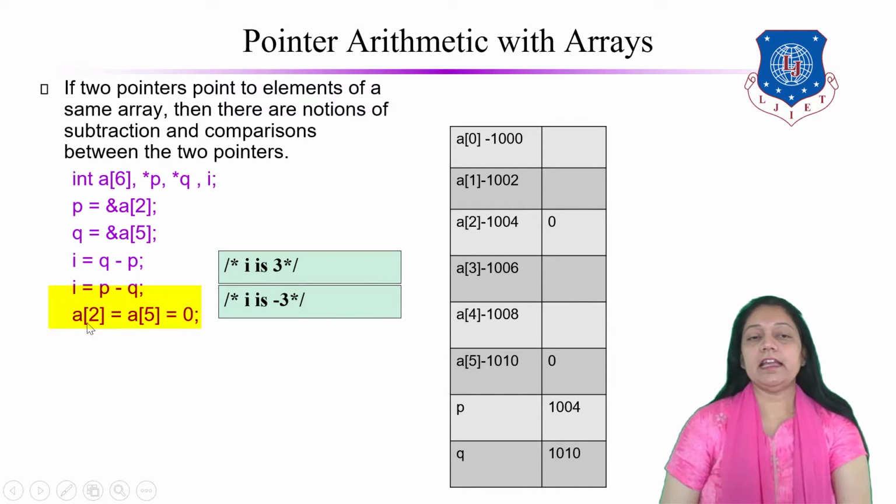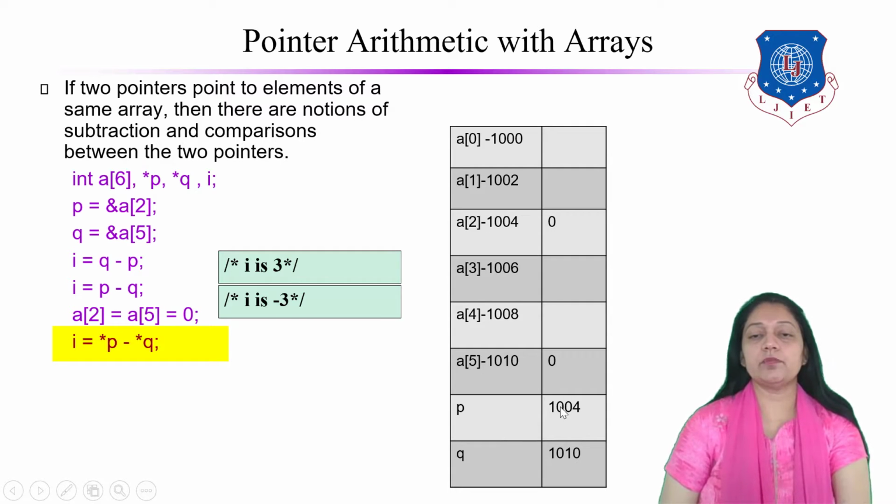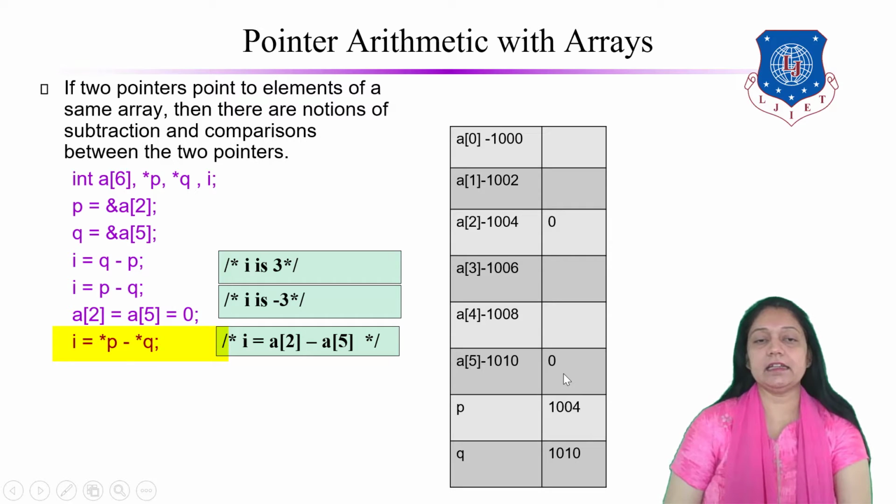When I write a[2] = a[5] = 0, it means at these two locations, a of 2 and a of 5, I am storing the value 0. i = *p - *q means now I am dealing with the values where the pointers are pointing. p is pointing to a of 2, which has the value 0. q is pointing to a of 5, which has the value 0. So when I subtract, I'll get 0 again.